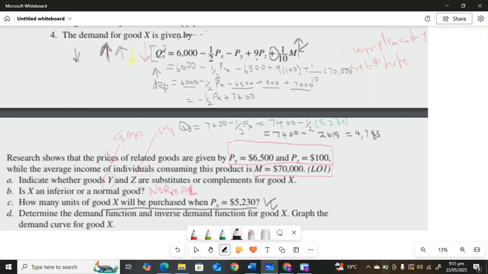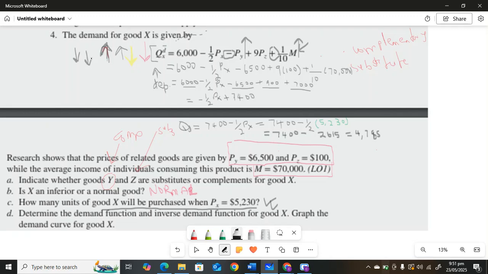Then for PY and PZ, since it's a negative sign for PY, it's telling us that if the price of good Y goes up, quantity demanded for good X will go down. So this implies good Y is a complementary good. If the price of this complementary good goes up, people are not buying good X, so quantity demanded for good X is going to go down.